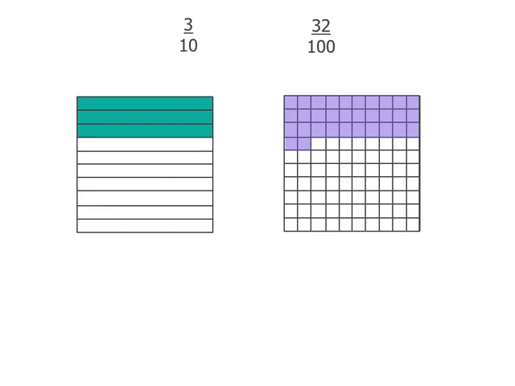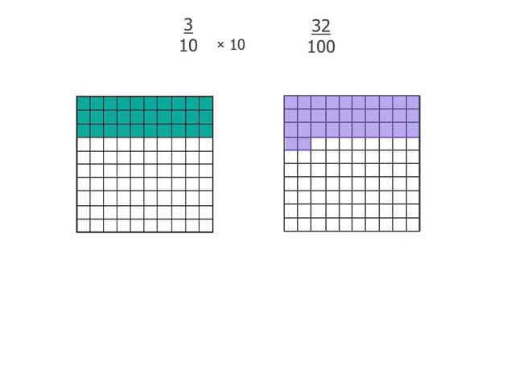Now 10 and 100 are related because 10 tens are 100. So if we actually break each of our 10 pieces into 10 pieces, we've got 100 pieces. So we've got 30 hundredths, and we're comparing that to 32 hundredths. Well, 32 hundredths is bigger than 30 hundredths. So that means 32 hundredths is also bigger than 3/10.